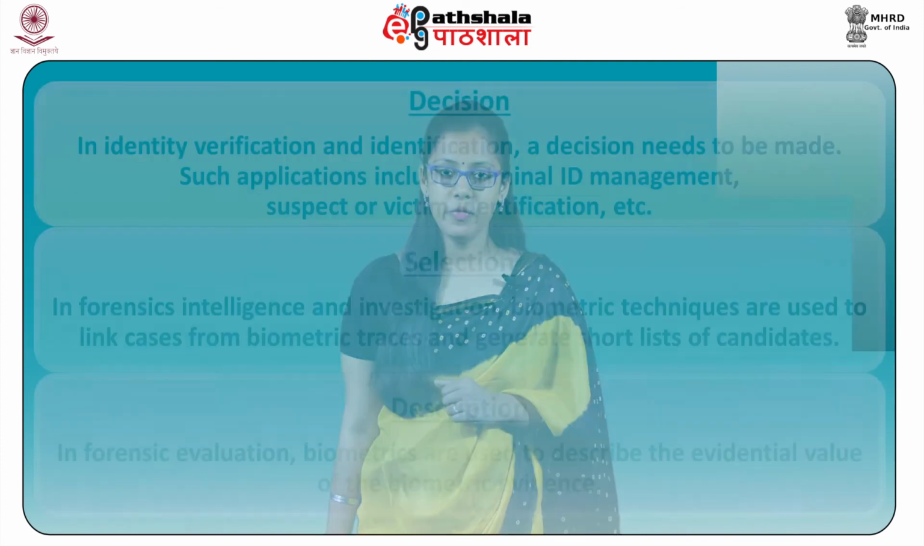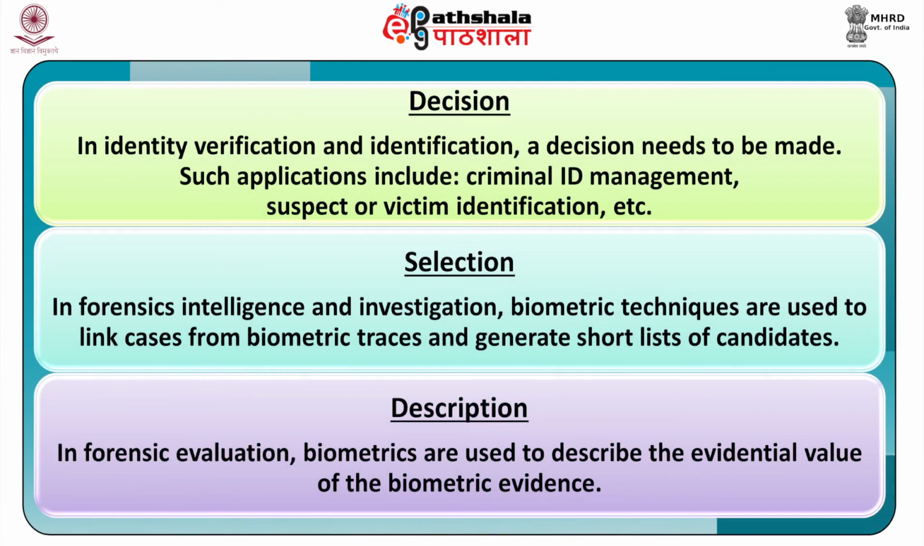Biometric techniques are used to help in three main ways. First is decision. In identity verification and identification, a decision needs to be made. Such applications include criminal ID management, suspect or victim identification, etc. Next is selection. In forensic intelligence and investigation, biometric techniques are used to link cases from biometric traces and generate a short list of candidates. And the last is description. In forensic evaluation, biometrics are used to describe the evidential value of the biometric evidence.